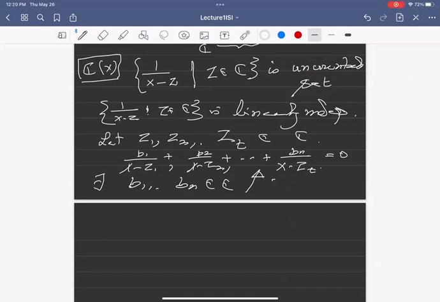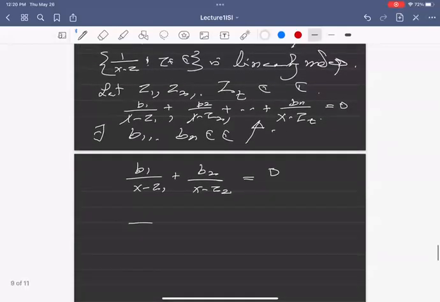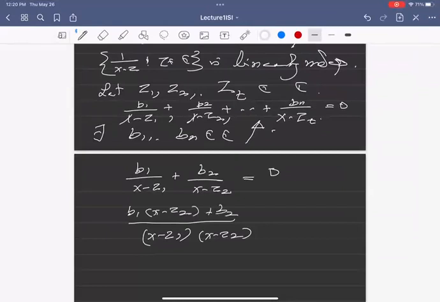I get the idea. So take a common denominator, right? You want to take a common denominator. Let us just take 2 of them, and that will give you the idea. Suppose I want to show b1 and b2 equal 0. You just take the common denominator, (x minus z1)(x minus z2), and the numerator is b1 (x minus z2) plus b2 (x minus z1), and this is 0. But a rational function is equal to 0 if and only if the numerator is 0.